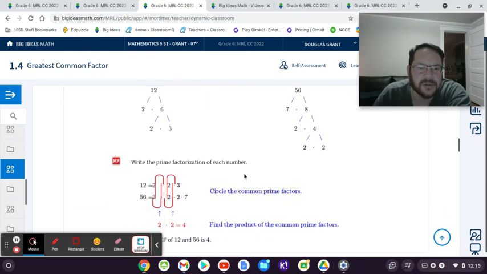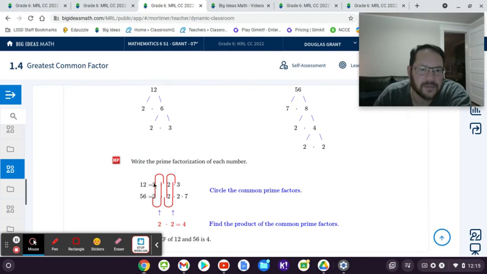And then what you do is you list out your prime factors. So 12 is 2 times 2 times 3. 56 is 2 times 2 times 2 times 7. These are supposed to be circled nicely. I don't know what happened there on that screen. But anyway, they circled these 2's that they have in common and these 2's that they have in common. So they each have a factor of 2. Not this 2, though, because this one doesn't have a third 2. So you only circle two of the 2's.